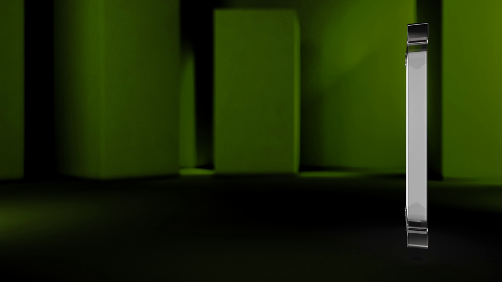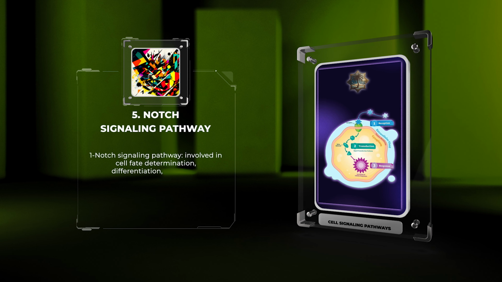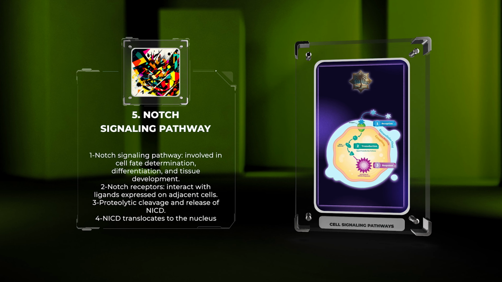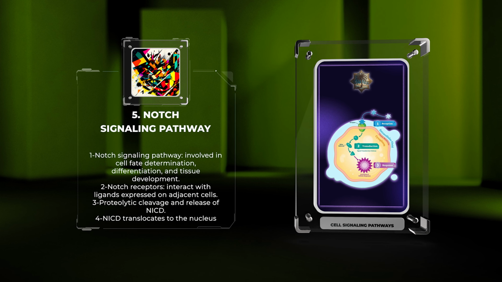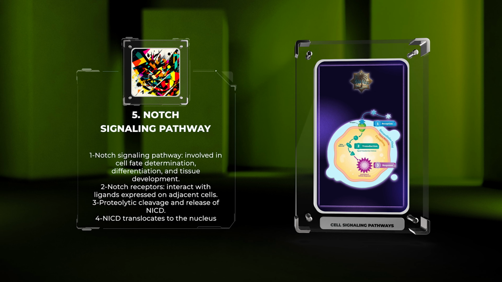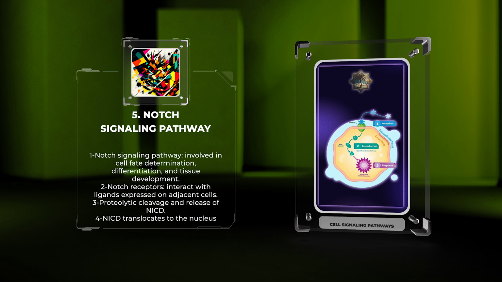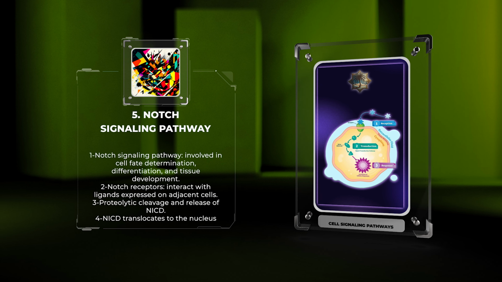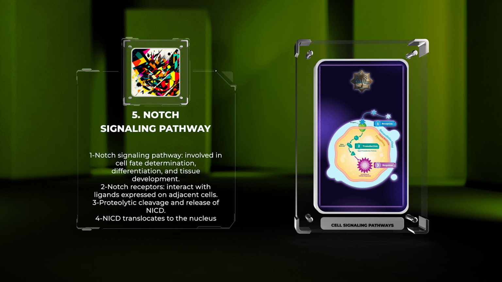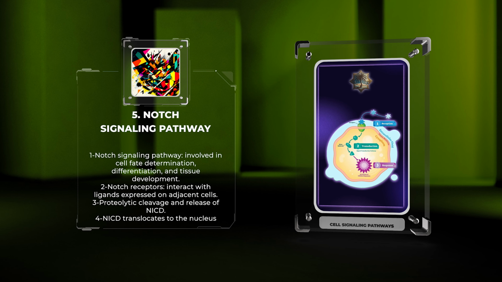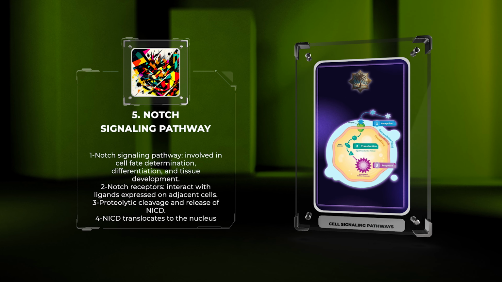The Notch signaling pathway is a highly conserved pathway involved in cell fate determination, differentiation, and tissue development. Notch receptors interact with ligands expressed on adjacent cells, triggering proteolytic cleavage and release of the Notch intracellular domain, NICD. NICD translocates to the nucleus and complexes with transcription factors, activating downstream target genes. Dysregulation of Notch signaling has been linked to multiple disorders, including cancer, cardiovascular diseases, and neurodevelopmental disorders.